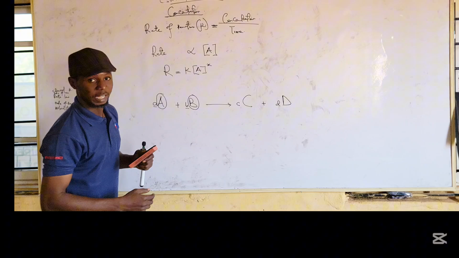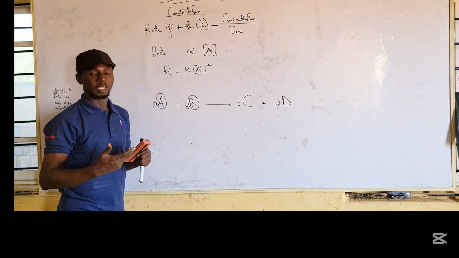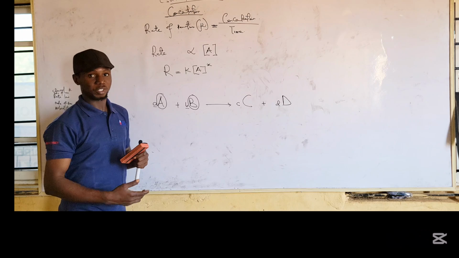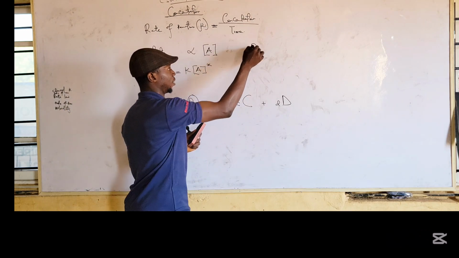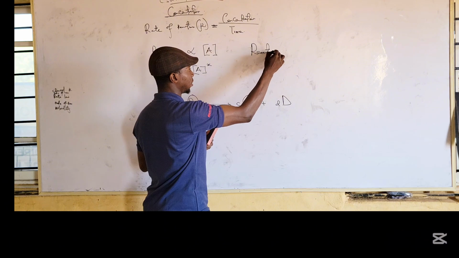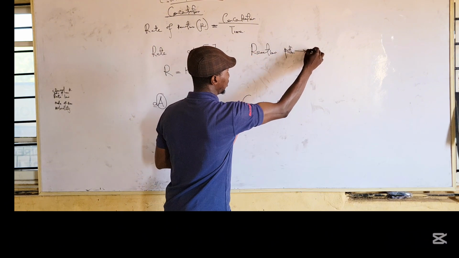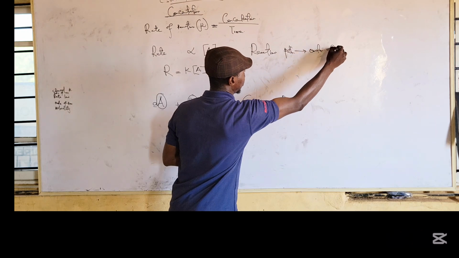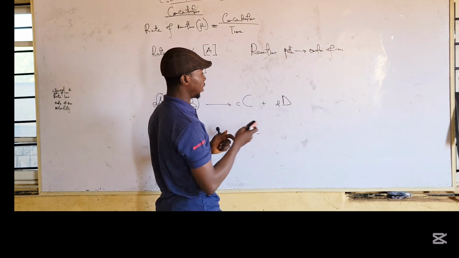Now, like I said earlier, we cannot just say that when we increase the concentration of reactant, the rate of reaction automatically increases. Why? Because there's something we call reaction paths. This reaction path is the one explaining what we refer to as order of reaction.